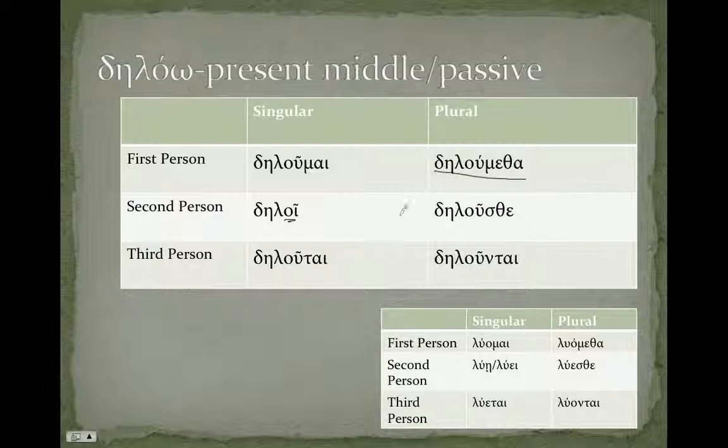And let's take a look at this delumetha just to see how the accent works. So, uncontracted, delaometha. And if we were to accent it, it would be on that omicron, so one, two, three. When we contract, delumetha, you might expect that's going to be a circumflex because that's the contraction, but in fact, it's got to be acute because we can't have a circumflex back three syllables. All right, so delumai, deloi, delutai, delumetha, deluste, deluntai.